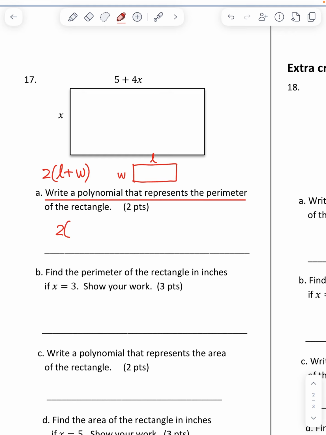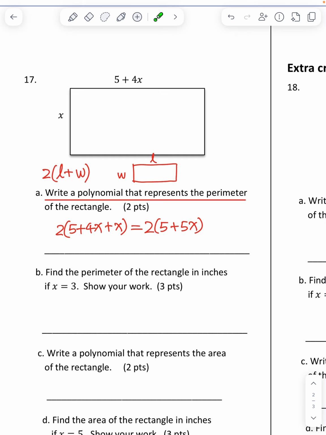What's the length? The length is 5 plus 4x, right? And then what's the width? The width is x, so we need to add x. Now we can simplify a little bit, because 4x plus x is 5x, right? So plus 5x. So that's it. This is the final answer.